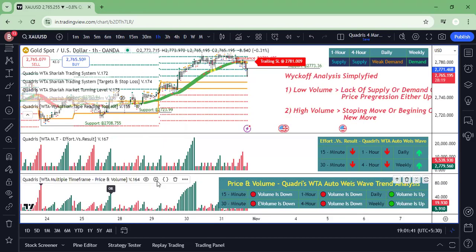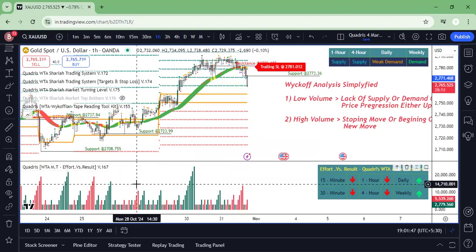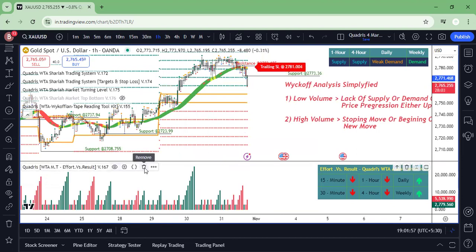So this is very user friendly. I'll remove this. And again, this is effort versus result. This denotes only price; it doesn't have any component of volume in it, though the one below, price and volume, has a volume component. So I'll remove this one also.